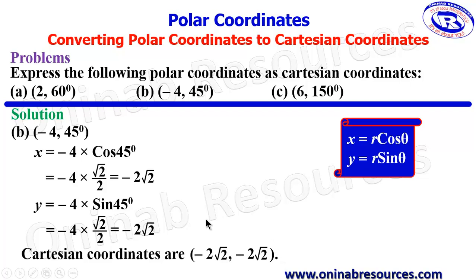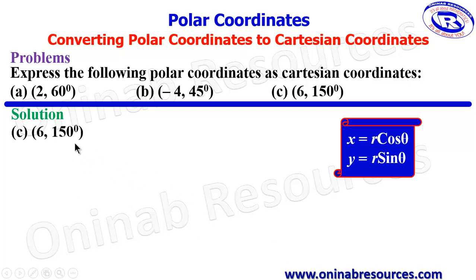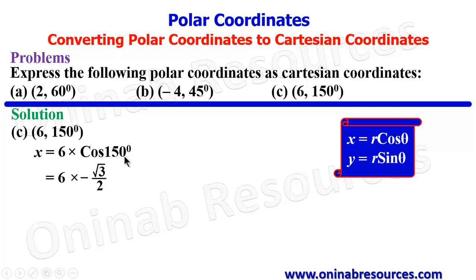We then go for C. For C, we still have our r to be 6 and our theta to be 150 degrees. So the x coordinate will be 6 times cos 150 degrees. This is giving us 6 times negative root 3 over 2. For your information, this is in the second quadrant. Cosine is negative in the second quadrant. Is that okay? So simplifying this, I have negative 3 root 3.